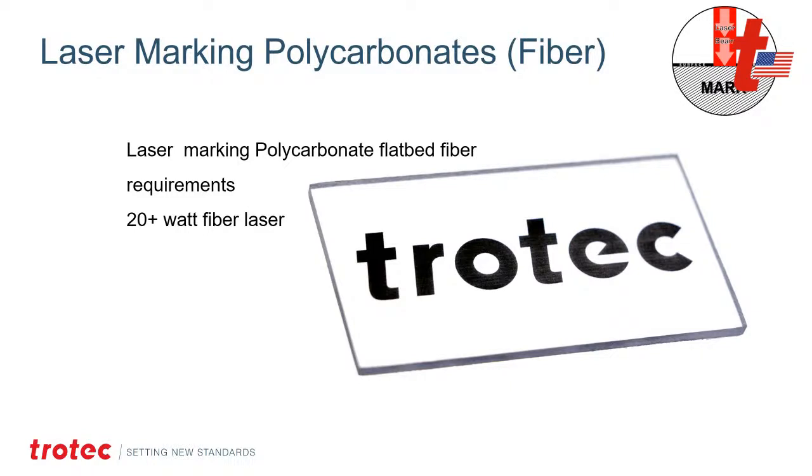The fiber laser will actually produce a pure black mark. And this is because the fiber wavelength doesn't react with the polymer. All it's reacting with is the carbon inside the actual plastic itself. And that carbon is being drawn out by the heat of the fiber laser. And so we get a beautiful high contrast black mark with the fiber laser.